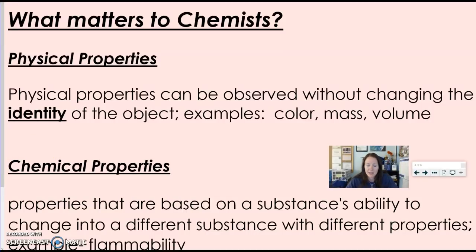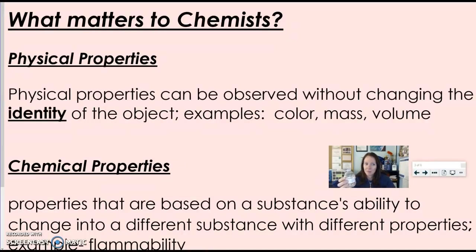Well, physical properties can be observed without doing anything to change the identity of the object or the material. So for example, if I'm looking at my water here, I can look at the color of it. I can look at maybe like the state of matter. It's a liquid. I could measure the volume. I could find the mass. All of those things I can observe. Those are properties of the water that I can observe without doing anything to it, without changing what it is. Right? I'm not doing any experiments or tests or reactions on it.